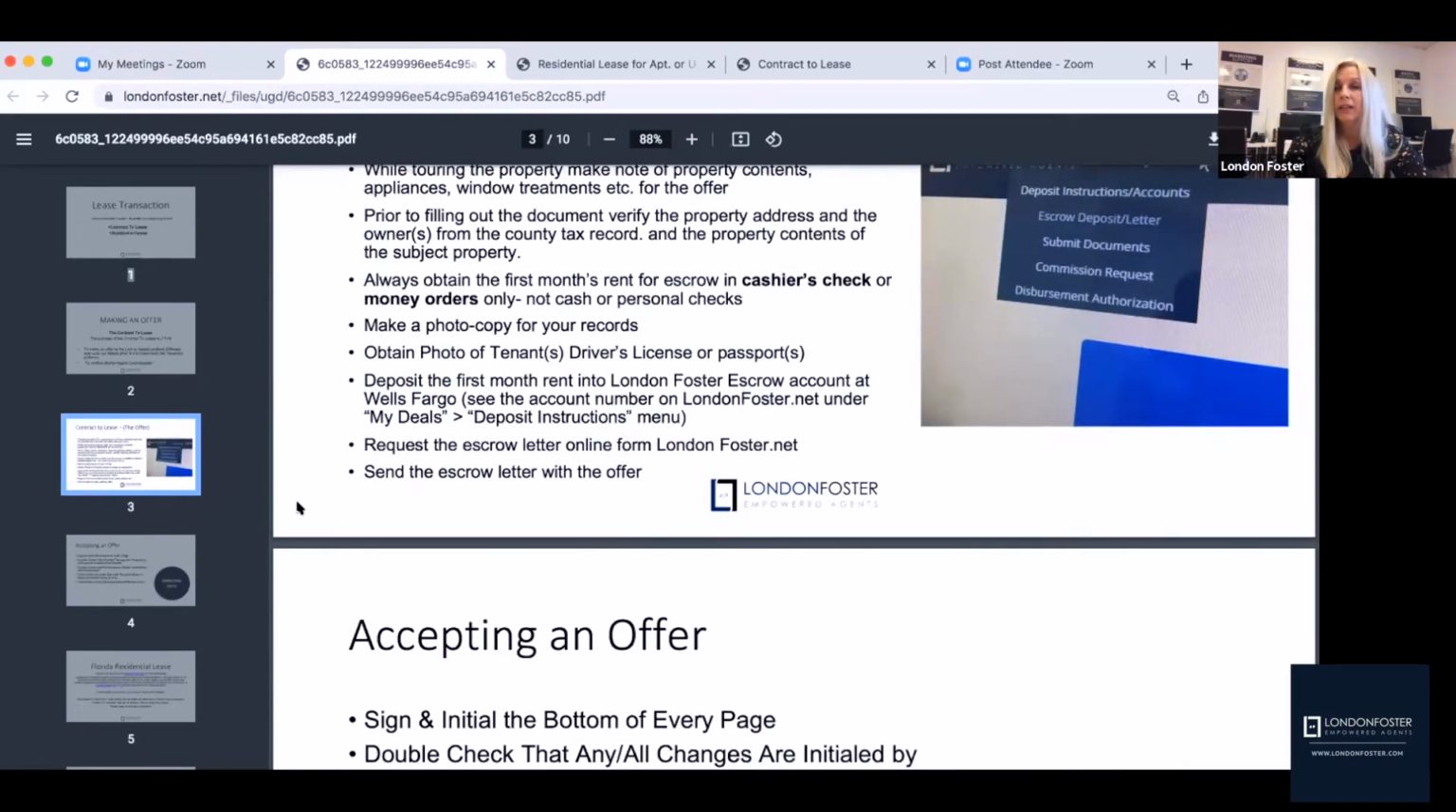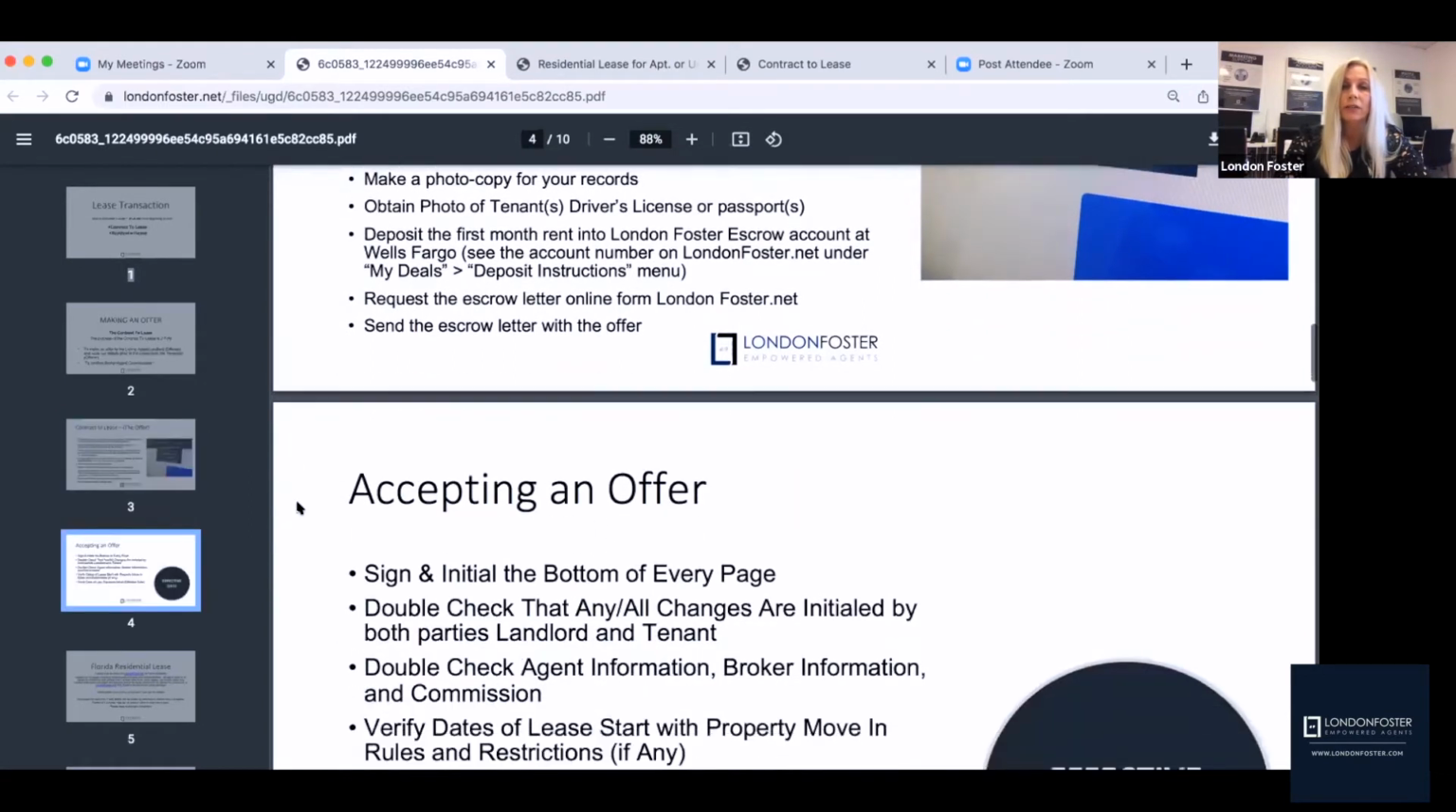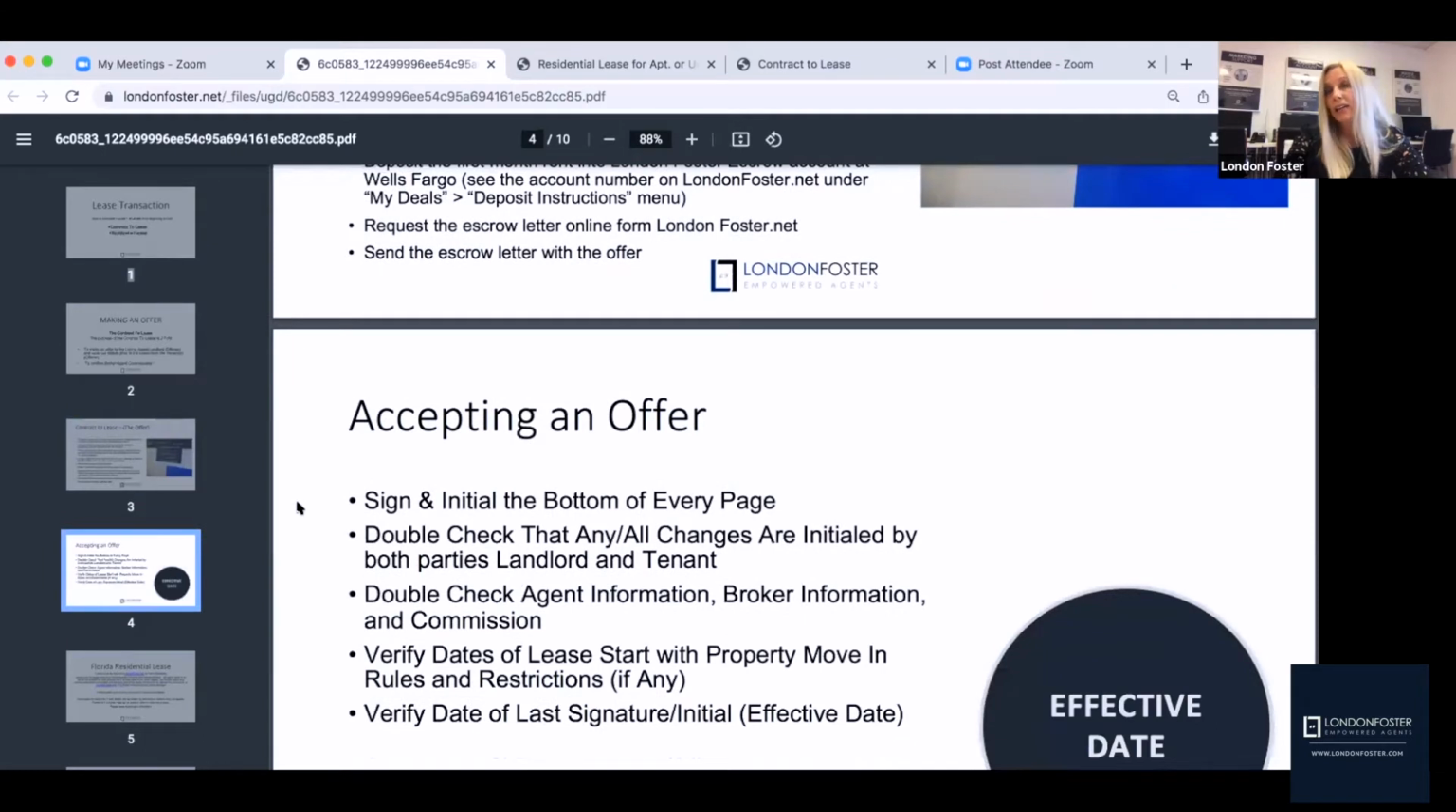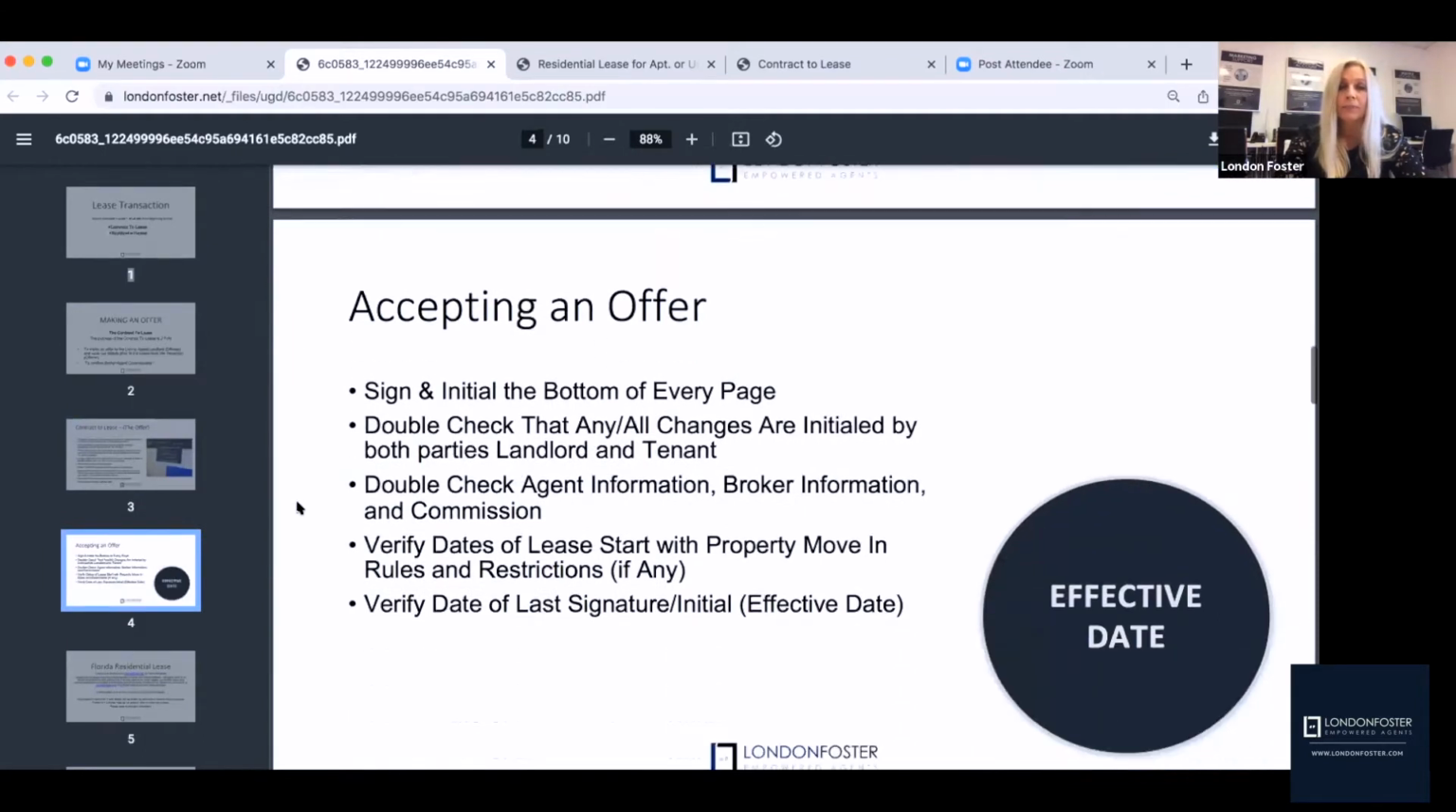Okay, so we went over that deposit at Wells Fargo, where to do that. Under My Deals, we request the escrow letter. And you need to send that escrow letter along with your offer.